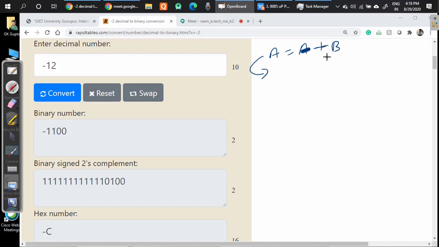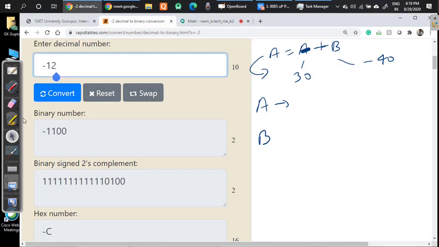So I'll first of all assume some values. Let's suppose that a is having 30, and b is having minus 40. Last class I also told you that the numbers will be stored first and then the ALU will start the operation. So first, I'll show you how this 30 and minus 40 is stored inside register A and B. So let's take the help of this software and find out the value of 30.